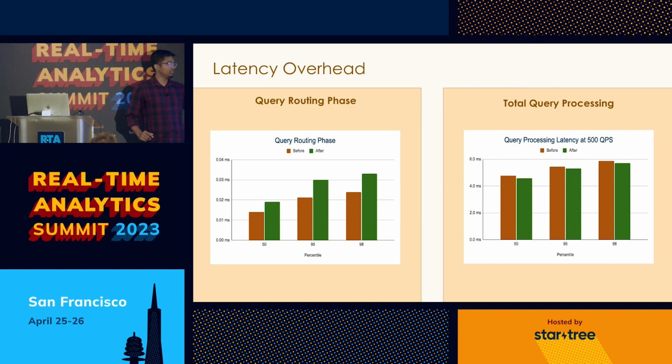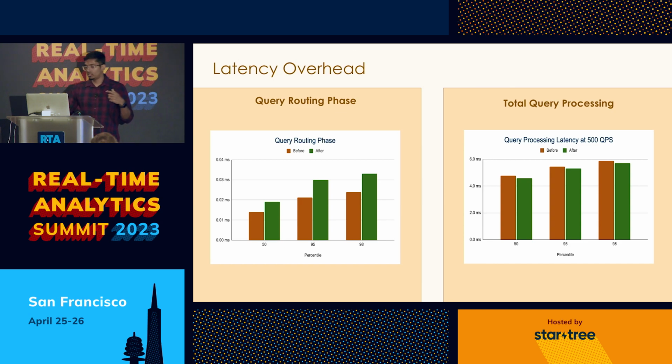And this can be explained by the fact that even though we take a little more time during the query routing phase, it is kind of compensated because we pick the best server to process the query, and so the results come back sooner.